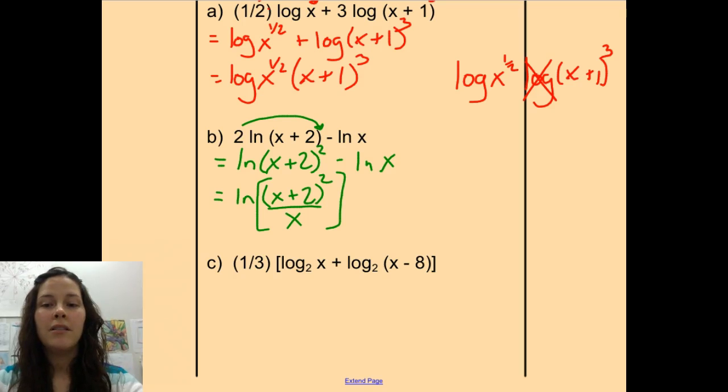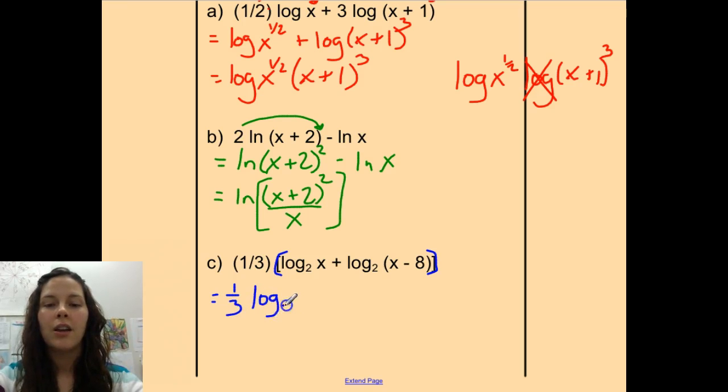Our last example, this time order of operations tells us to condense what's in the grouping symbols before we do that multiplication out front. So I'm going to leave the 1/3 for now, and I'm going to condense them to a single log, so I'm going to drop the brackets. Log base 2 of x times x minus 8.